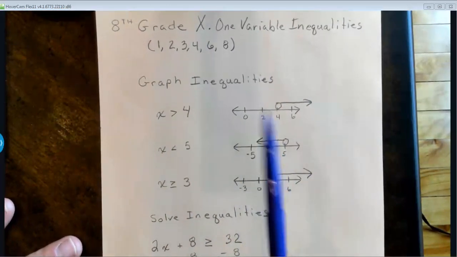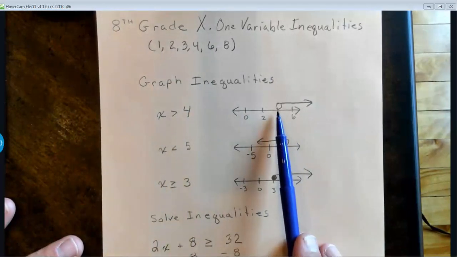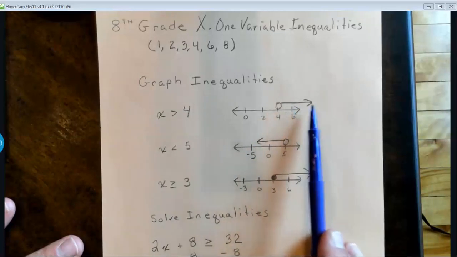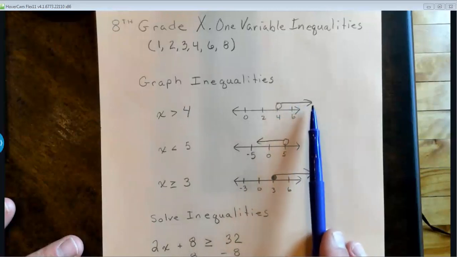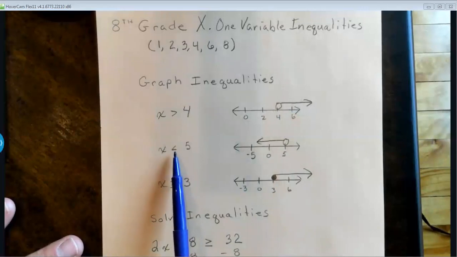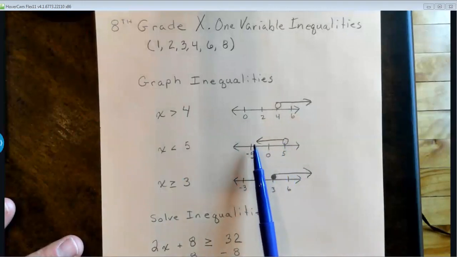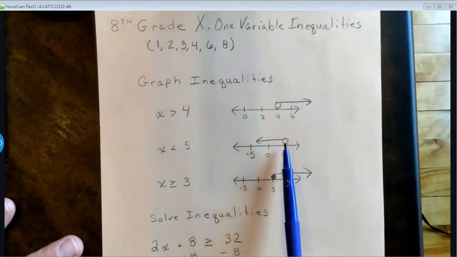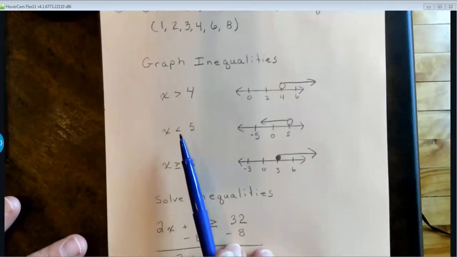X is greater than 4 would be represented by an open circle at 4 and then an arrow that goes to the right, showing that anything you put in for X that is greater than 4 would work. This one, we have X is less than 5. So again, I'm going to put an open circle at 5 because it's not included. And now this time my arrow goes to the left, showing me anything that I put in for X that is less than 5 would make this a true inequality.